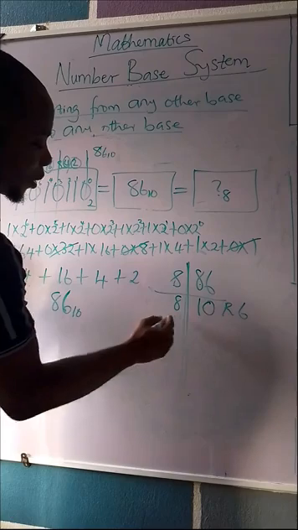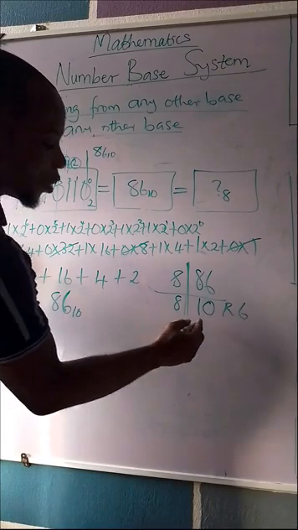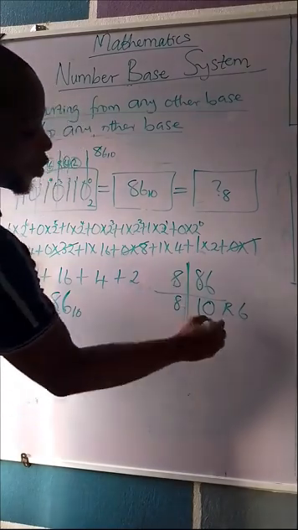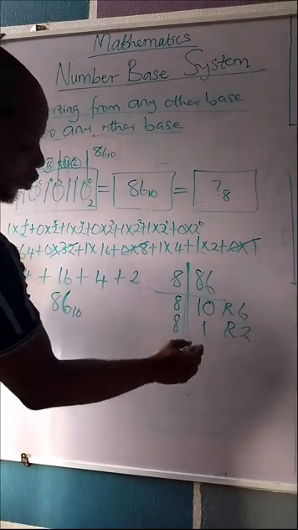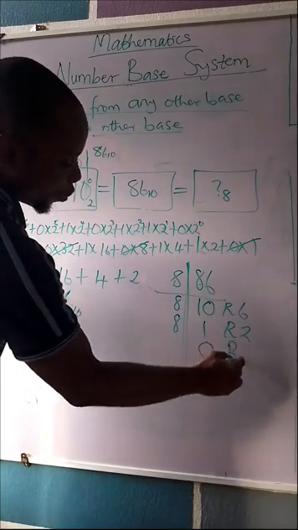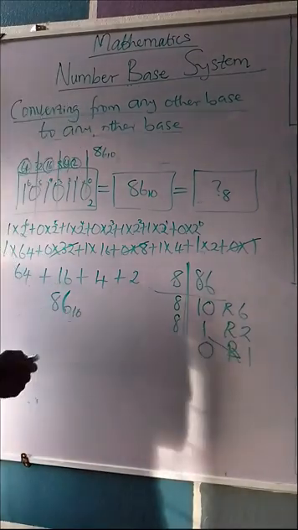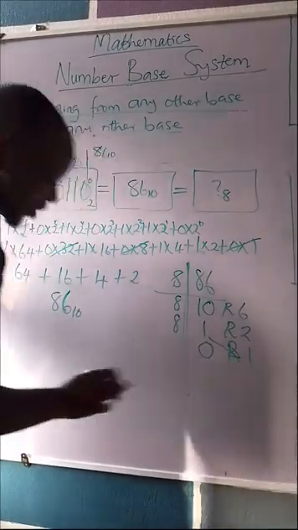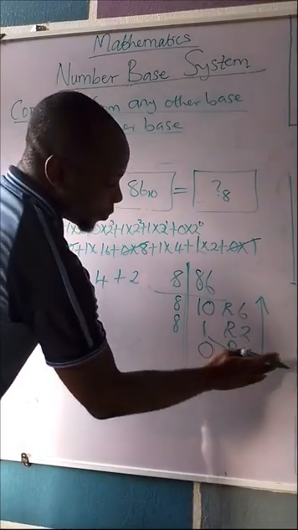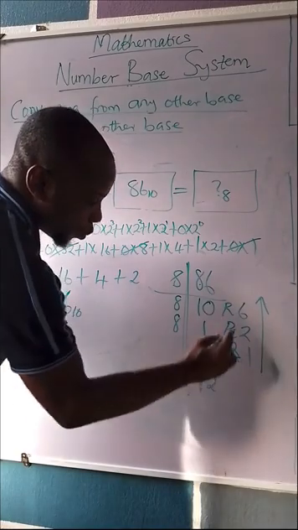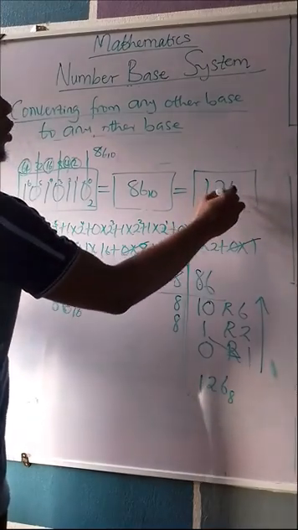Now 8 goes into 10 one time, remainder 2. Now 8 goes into 1 cannot, so you put 0, and the remainder is 1. Just remember that this will always come here, that is the simplest thing to do. So now you take your reading from bottom to top. This becomes 1, 2, 6 base 8.